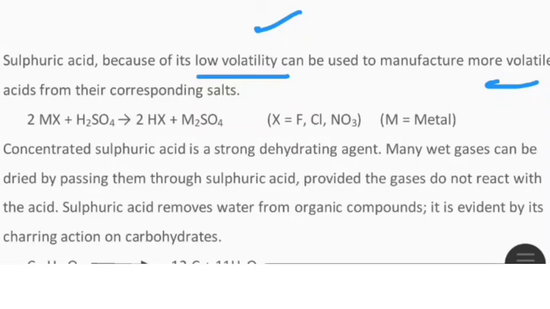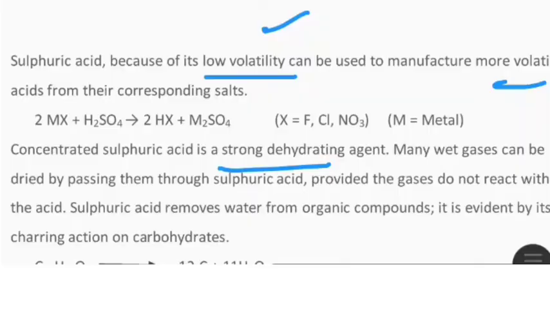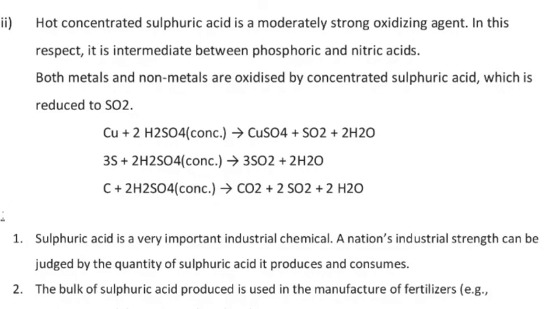Concentrated sulfuric acid is a strong dehydrating agent. Many gases can be dried by passing them through sulfuric acid. Hot concentrated sulfuric acid is a strong oxidizing agent. It oxidizes both metals and non-metals. Some examples are given here.